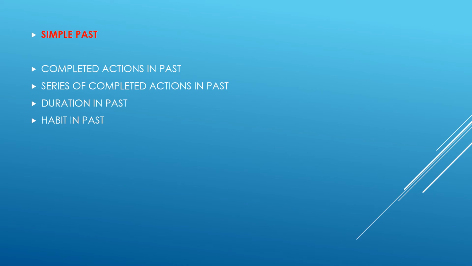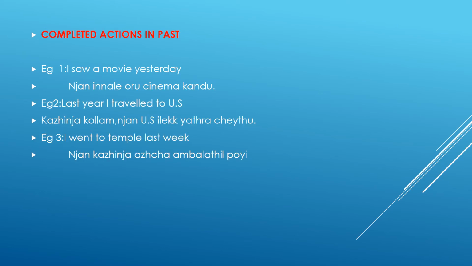So simple past is used to denote actions that are completed in past, series of completed actions in past, a duration in past, a habit in past. These are some of the scenarios where we use simple past tense. So we'll see each of the scenarios and some of the examples in that. So the first scenario is completed actions in past.